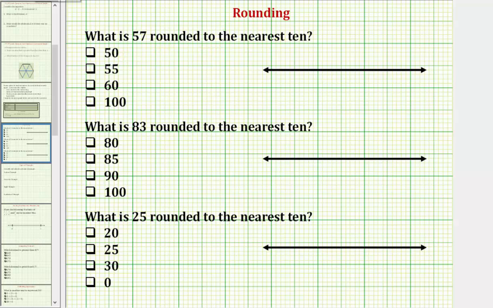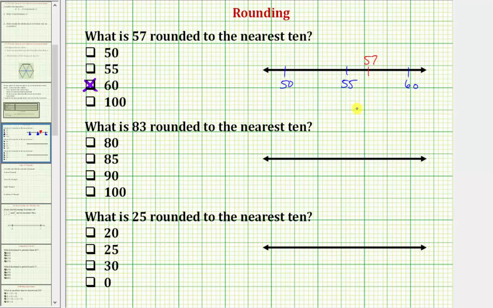So we first want to recognize that 57 would be between 50 and 60 to the nearest tens. So on the number line, if this is 50 and this is 60, we know 55 would be here in the middle, and therefore 57 would be approximately here. So because 57 is closer to 60 than it is to 50 to the nearest tens, we say 57 rounds up to 60.